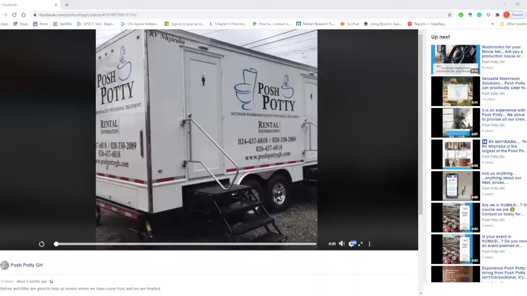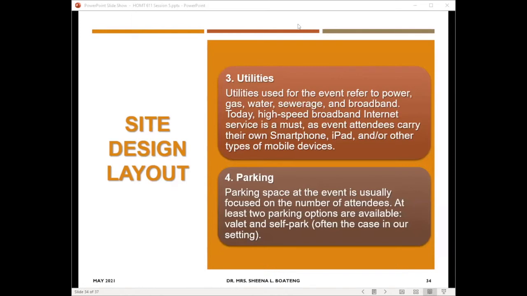Yes. Unlike the other potties. So it's a truck. Yes, it's a truck, but it can be set up. It's like an RV. You know RVs, mobile homes? Yes. Good. They are set up with everything.